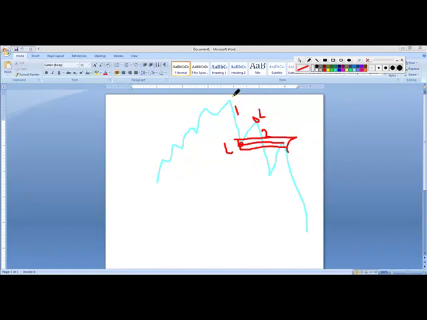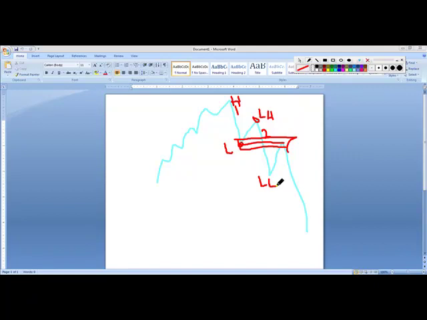So you have a high. This is our high. This is our low. This is our lower high. And this is our lower low. So the market has given us confirmation that it wants to continue the downtrend.